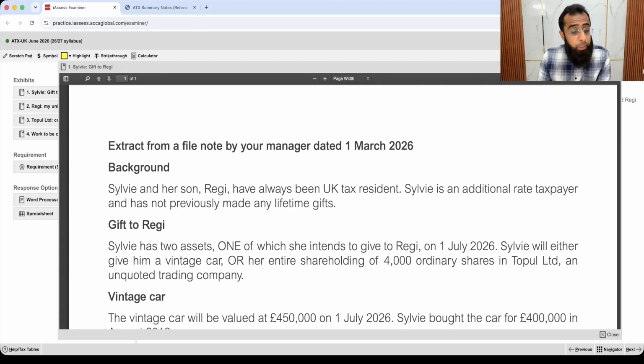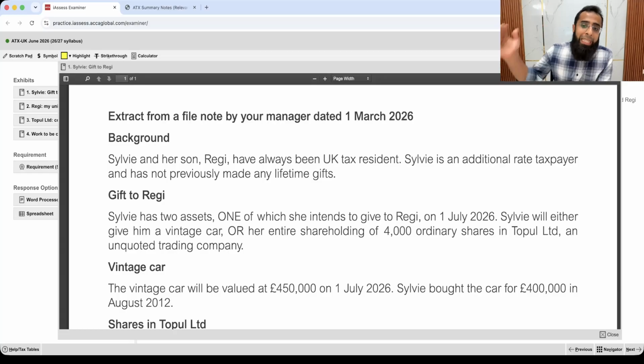Okay, so let's look at exhibit number 1. Let's deep dive into the question. Exhibit 1, Sylvie. Gift to Regi. Extract from a file note by your manager dated 1st of March 2026. Background. Sylvie and her son, Regi, have always been UK resident. Sylvie is an additional rate taxpayer and has not previously made any lifetime gifts. So if someone has not made previous lifetime gifts, this means that the annual exemption is available in IHT. If you remember, £3,000 annual exemption of IHT.